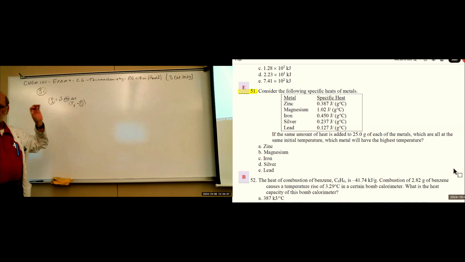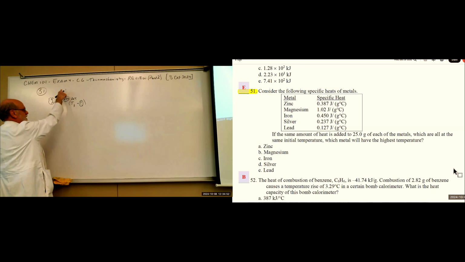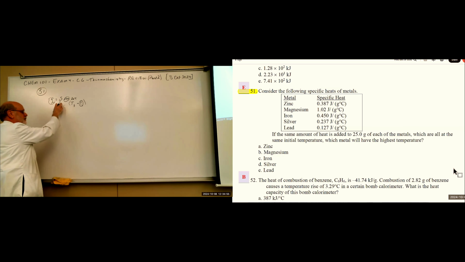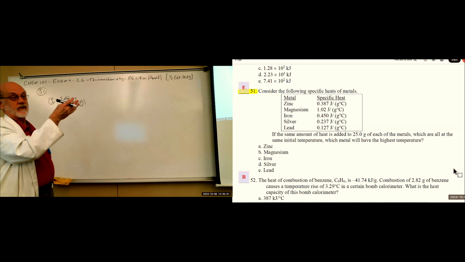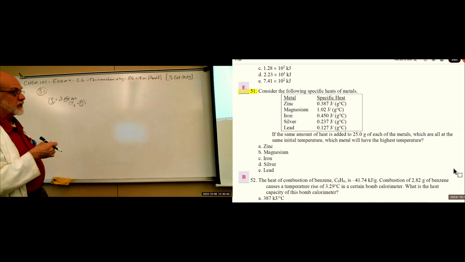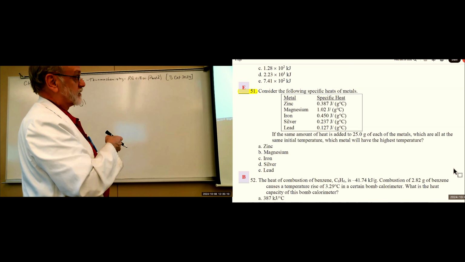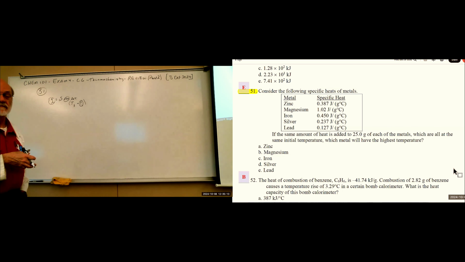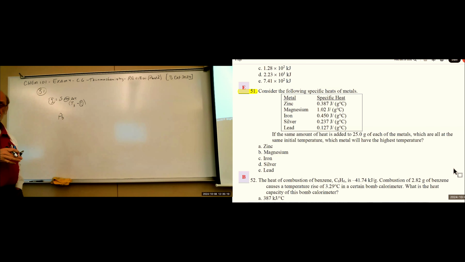two variables in a product relationship equal to a constant, that's like Boyle's law. It's an inverse relationship. Anybody remember that? Okay. So if this one goes up, that one has to go down. So the higher specific heat is going to be the lower temperature, and vice versa. The lower specific heat will give you a higher temperature. So if we're looking for the highest temperature, we just need to find out which is the lowest specific heat. And it looks to me like it's lead, doesn't it? Yeah. Lead has the lowest specific heat, so it's going to have the highest temperature.